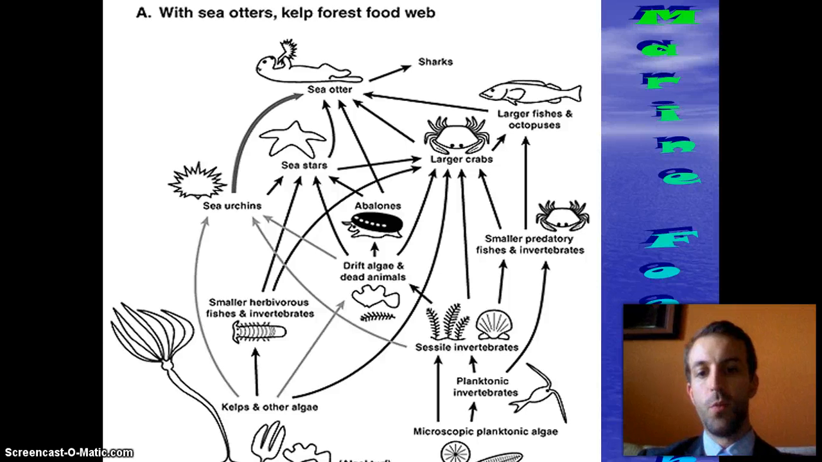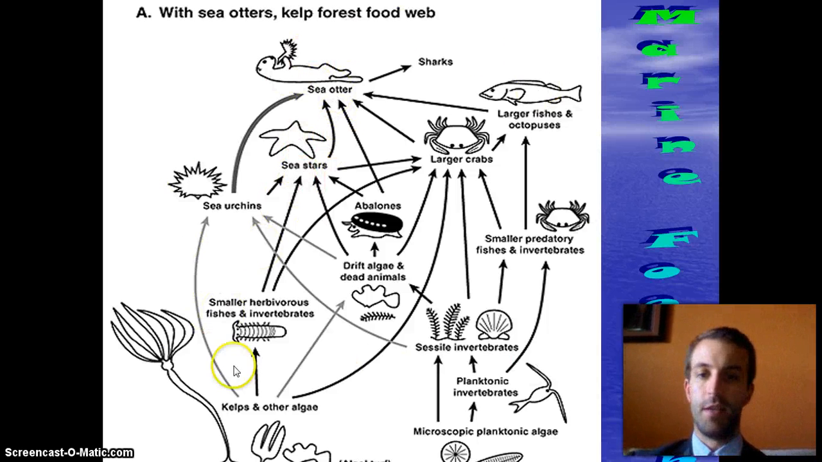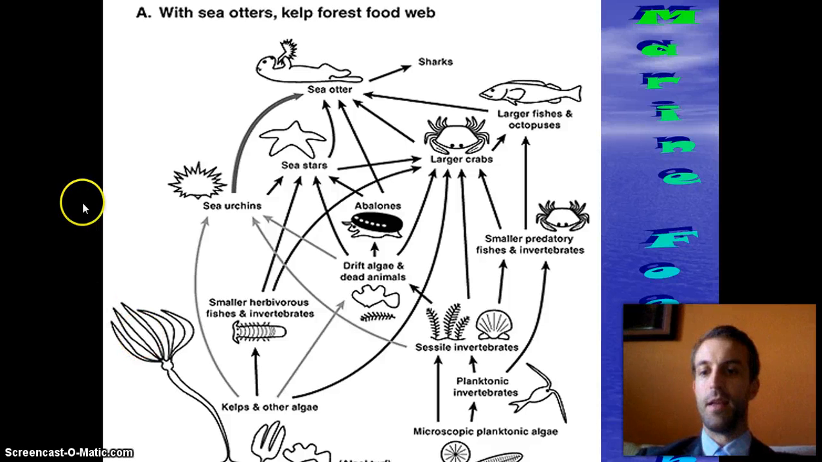Now here is a somewhat more realistic food chain, like you'd find in the food web in the ocean. Over here you have your algae and your kelps, your producers, down here. They are eaten by smaller herbivorous fishes and invertebrates. They are eaten by sea stars. They are eaten by sea otters. And you have the whole big circle of life, as our friend the Lion King put it.